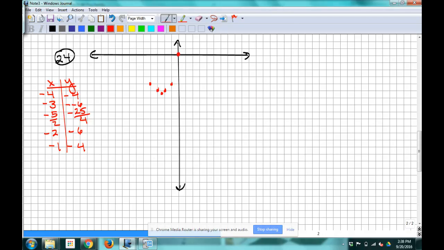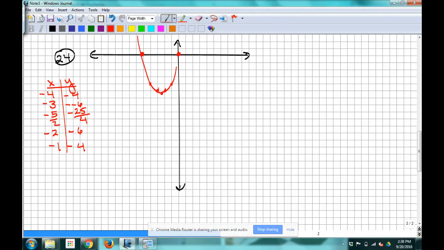And then I'm going to plot my intercepts as well, because that's going to help me get the graph to look better. My intercepts were at negative 5 and 0, so that's going to help me get my graph to look even better.